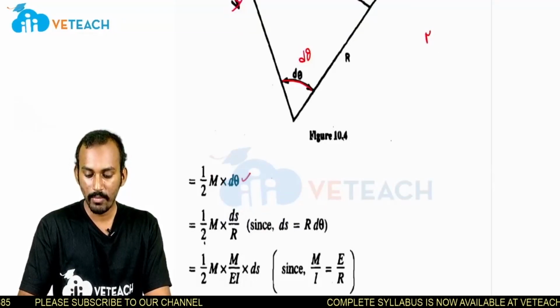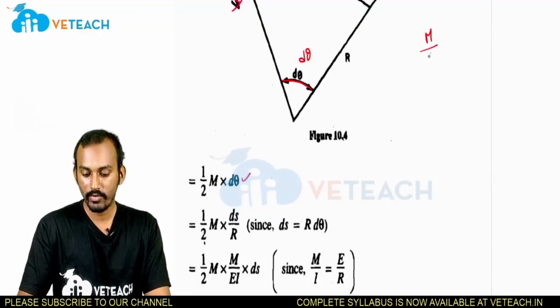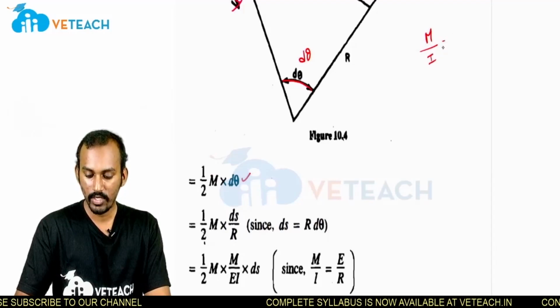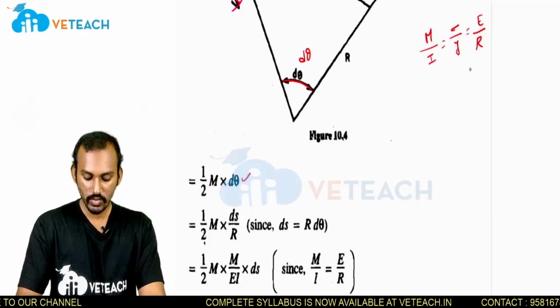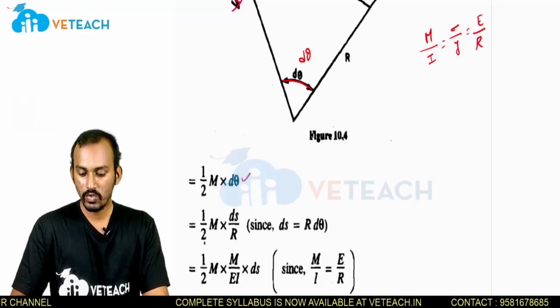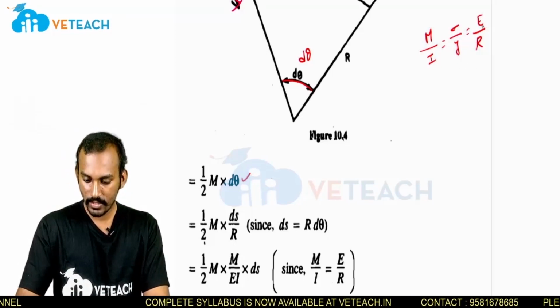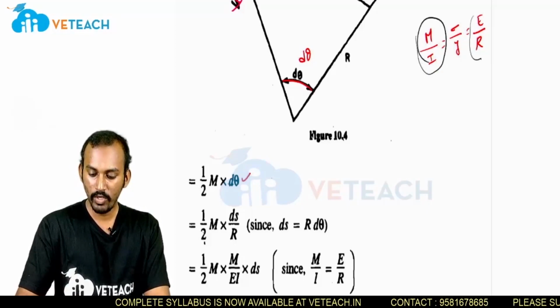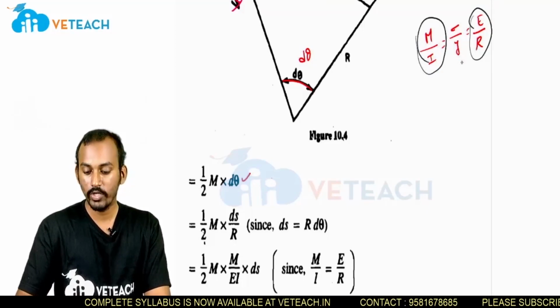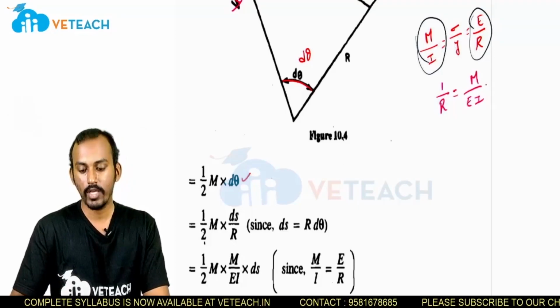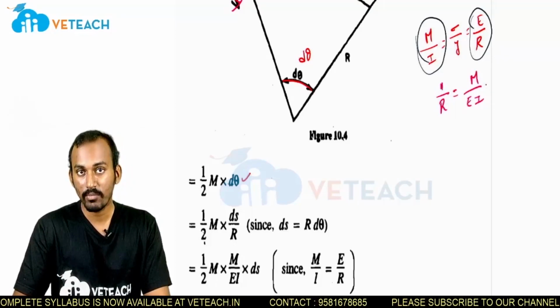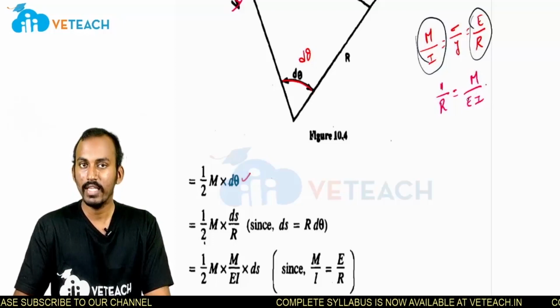If you remember the bending equation, M by I is equal to sigma by y is equal to E by R. Okay, so this is the bending equation. Here I am taking only these two terms. From these two terms, 1 by R is equal to M by EI. So wherever you see 1 by R, you just substitute with M by EI.